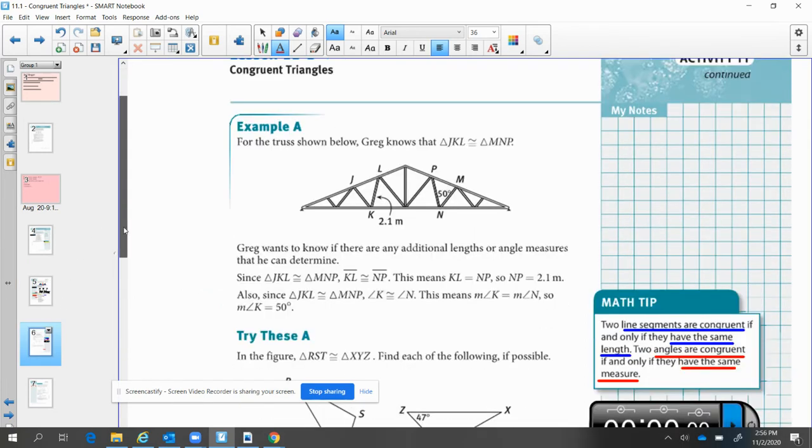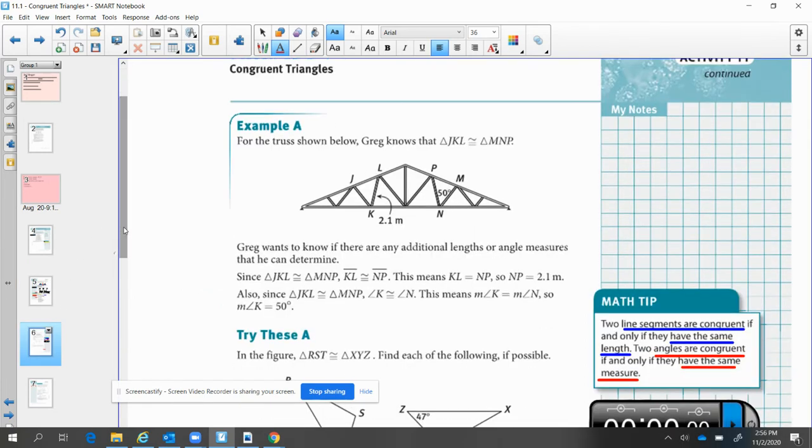So again, if we know these triangles are congruent, we know their pieces are congruent. So if we look here with the given information in the example, they're telling us JKL is congruent to MNP. So we know that the corresponding pieces have to be congruent. So if we know angle N is 50 degrees, we know that angle K is also 50 degrees. And if KL is 2.1, so is NP, because again, they line up with each other.